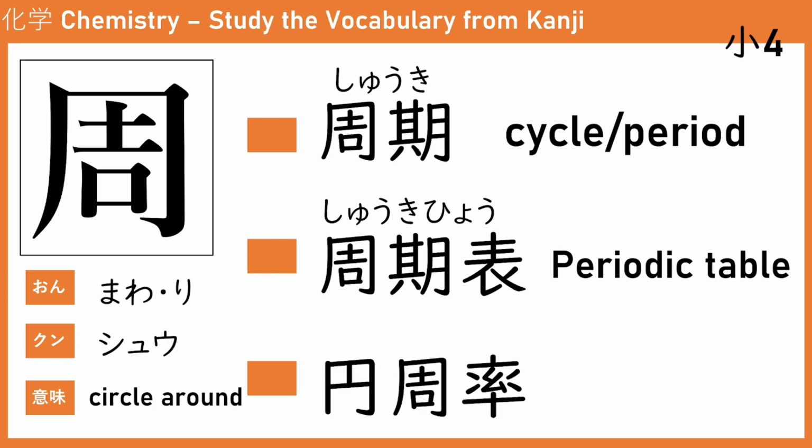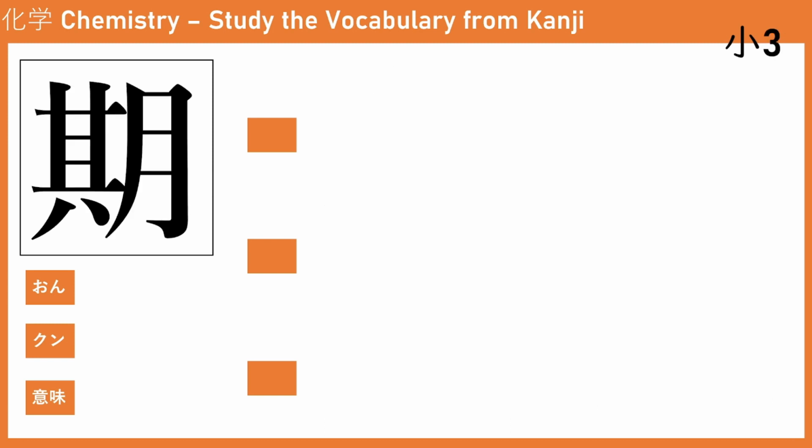And finally, we also got enshuritsu. Okay, en is a circle. Enshu is the circumference of a circle, while ritsu is the ratio. So we can say enshuritsu is pi, like 3.1415. Okay, that one is enshuritsu, the ratio of circle circumference.